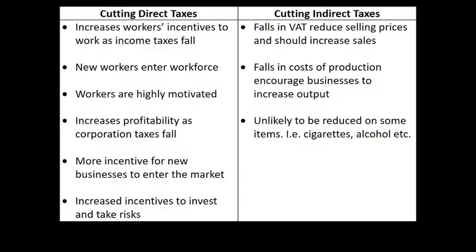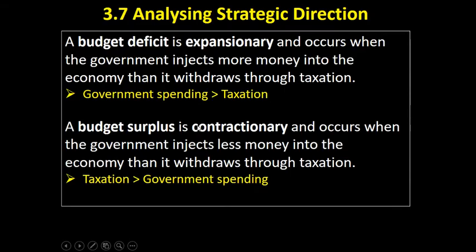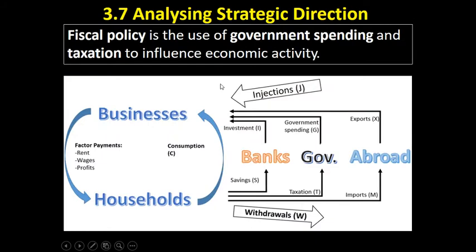Okay, so a budget deficit, the government has a budget every year, just like most businesses. Now, if the amount of money that the government is getting in is less than the amount of money that the government is spending, they're going to have a deficit. Okay, when government spending is greater than taxation, the government has a deficit, but that's expansionary for the economy. Okay, because the government's injecting more money into the economy than it withdraws through taxation. So more money is going in here than the government is taking out, and that would be expansionary for the economy.